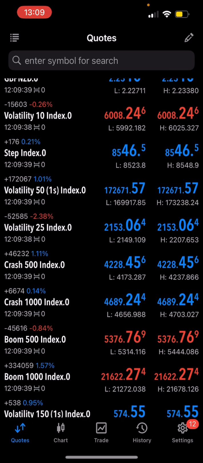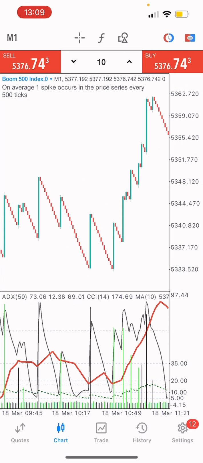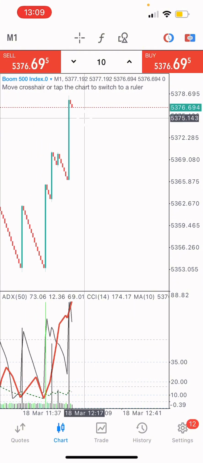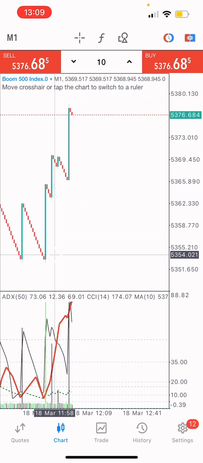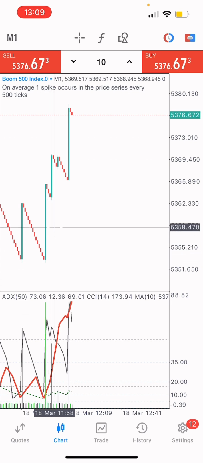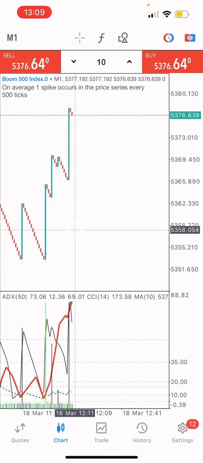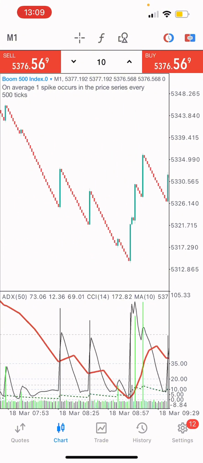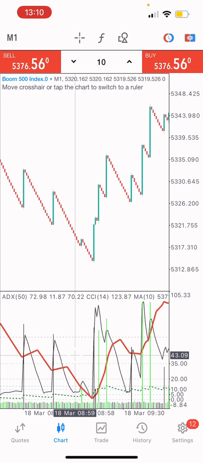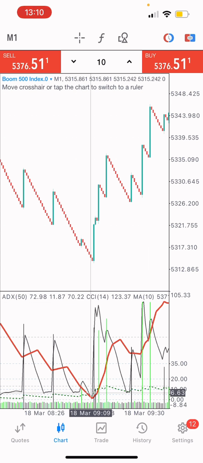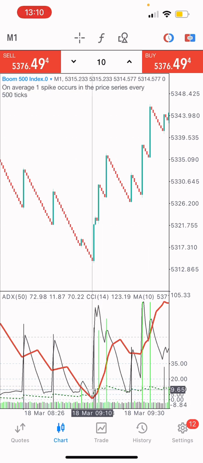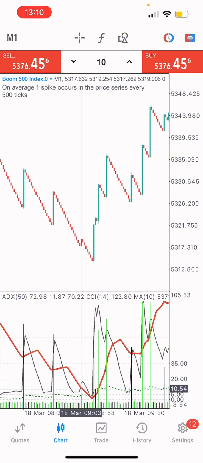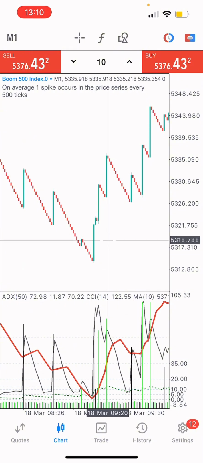So let's go back to the Boom 1000 index that I was talking about. For Boom 1000 index, guys, look at it. As I was saying, the condition for me to take my buy is that the red moving average should cross below the black line at the oversold level. Once that happens, I will take my buy and expect a spike to happen.